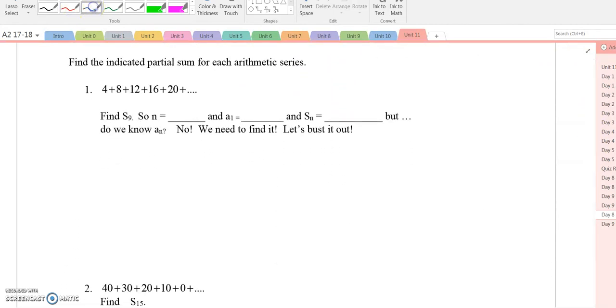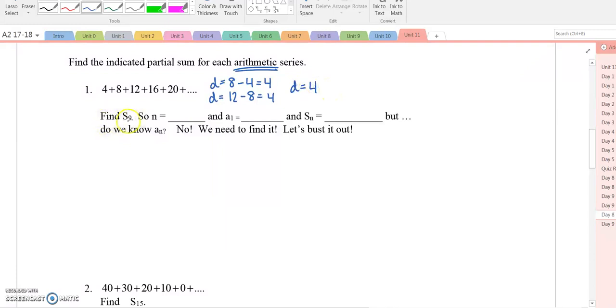The directions say find the indicated partial sum for each arithmetic series. So we're telling you it's arithmetic, so you don't have to worry about checking. First, for number 1, it's 4 plus 8 plus 12 plus 16 plus 20 plus ... So here, I know it's arithmetic. I'm just going to double check what the difference is. So I'm going to do the second number, 8, minus the first number, which is 4. And that's 4. And then I'll do it again just to double check. So 12 minus 8 is also 4. So d is going to equal 4 here. So yep, it is arithmetic.